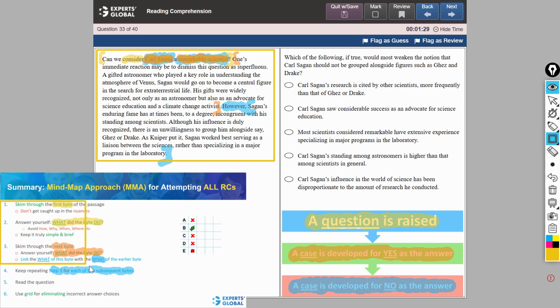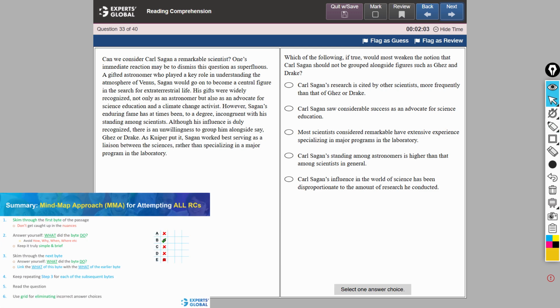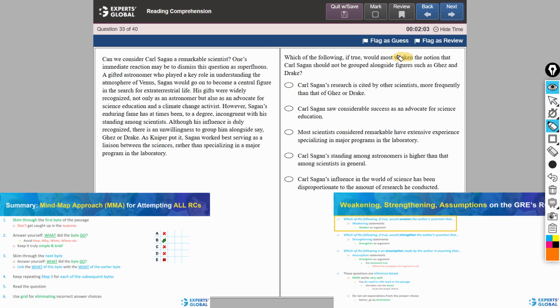We completed the first 4 steps, and now we must go about reading the question stem. We see that it is a weakening question. The correct answer choice must weaken the notion that our scientist should not be grouped alongside these remarkable figures. In simple words, we need an answer choice that suggests that our scientist is as good as these remarkable figures.